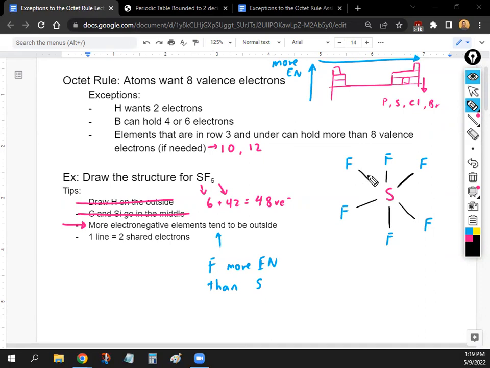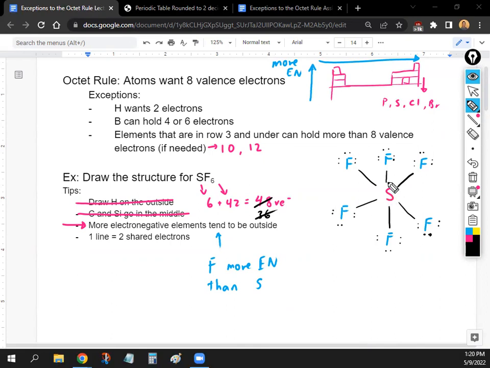So if we make those connections, we drew 1, 2, 3, 4, 5, 6 lines. Each line is 2 electrons, so that's going to be 12. So we got 36 electrons left, and F wants 8 each. So it's the same as normal. We're going to add 6 to get them all to 8. And then since there's 6 of them, that is going to get F to 8. And there's 6, so that means we used 36 valence electrons, so that's all of them. And so there you go. That is the structure for SF6.